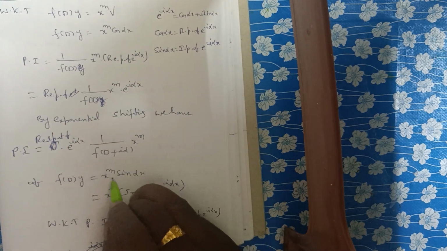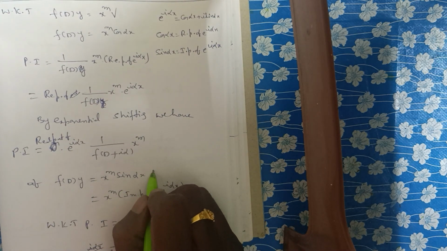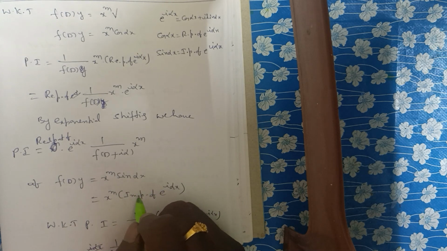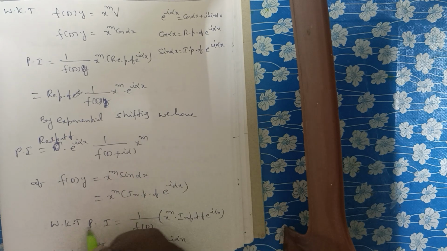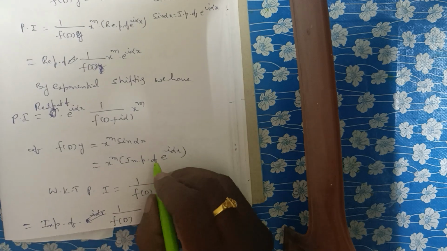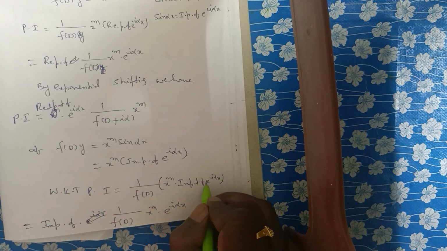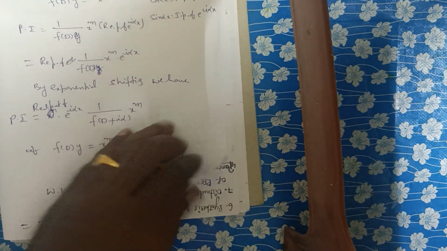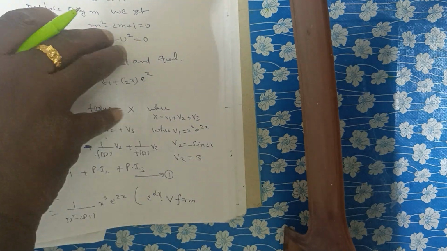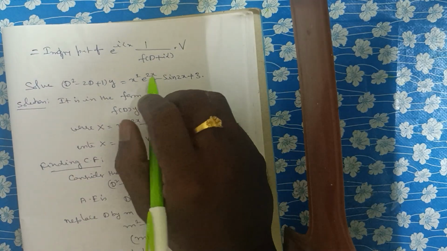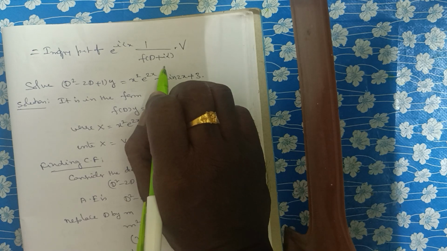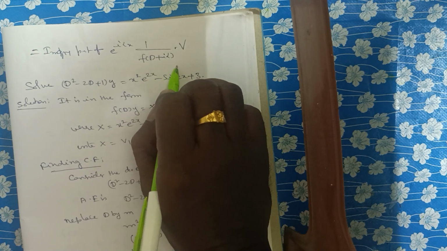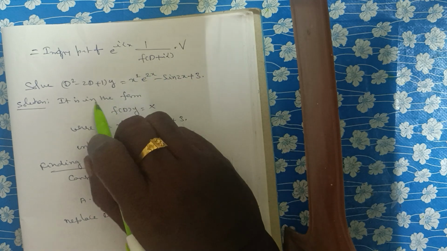Then similarly, if you have f(D) y = x^m sin αx, then it is x^m times the imaginary part of e^(iαx). We know that the particular integral is 1/f(D) of x^m times the imaginary part of e^(iαx), which is the imaginary part of 1/f(D) of x^m e^(iαx). By exponential shifting, this becomes the imaginary part of e^(iαx) times 1/f(D + iα) into x^m.